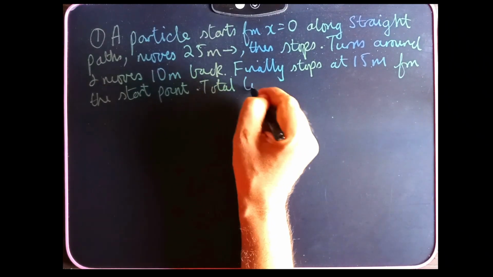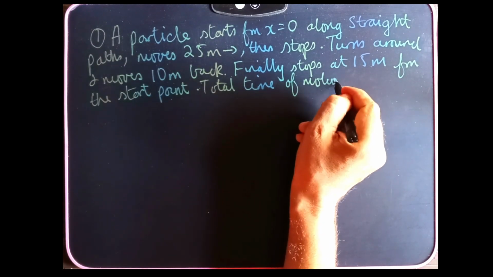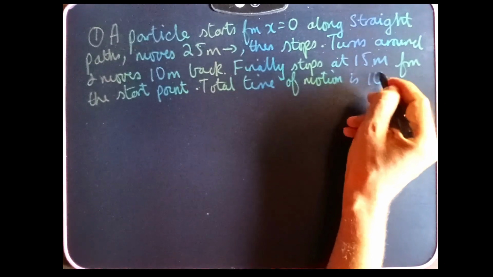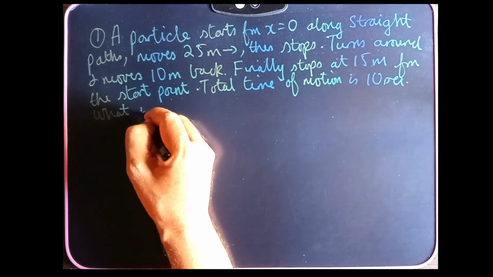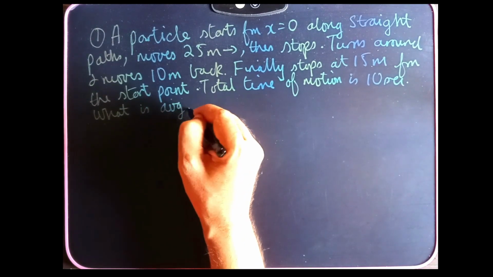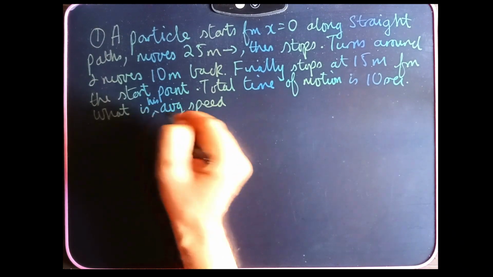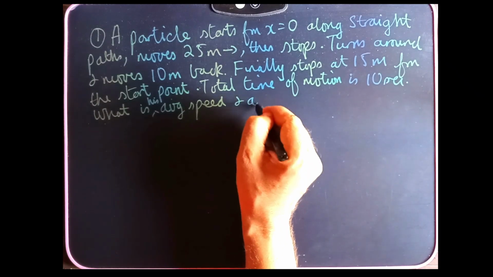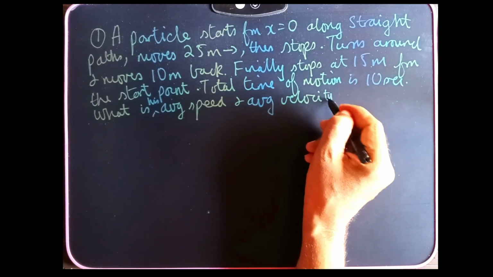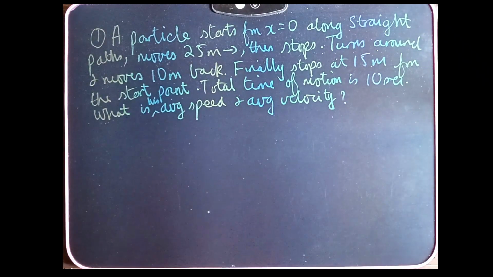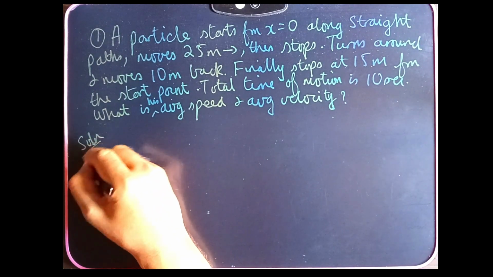Total time of motion is 10 seconds. What is the average speed? His average speed and average velocity. Try to solve it. Take a minute or two, pause the video and try to solve it.